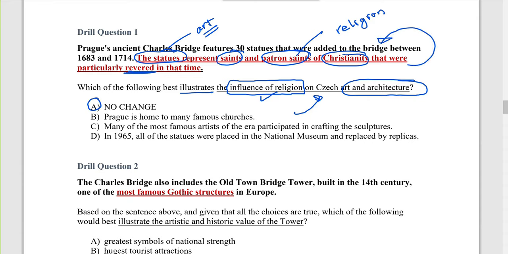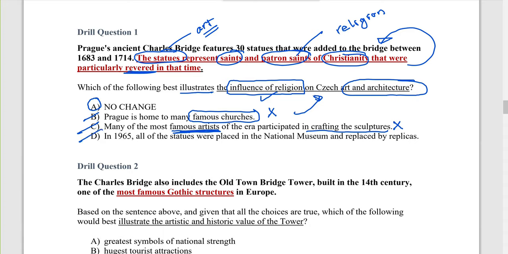Now if you go for B, in B, this is about religion, but not art and architecture. Here, famous churches, that's religion, but not art and architecture. What about C? C, by the way, is tempting for many people. Many of the most famous artists of the era participated in crafting sculpture. Only here architecture and art, but does not include anything about what? Religion. So I'm going to cross it out.